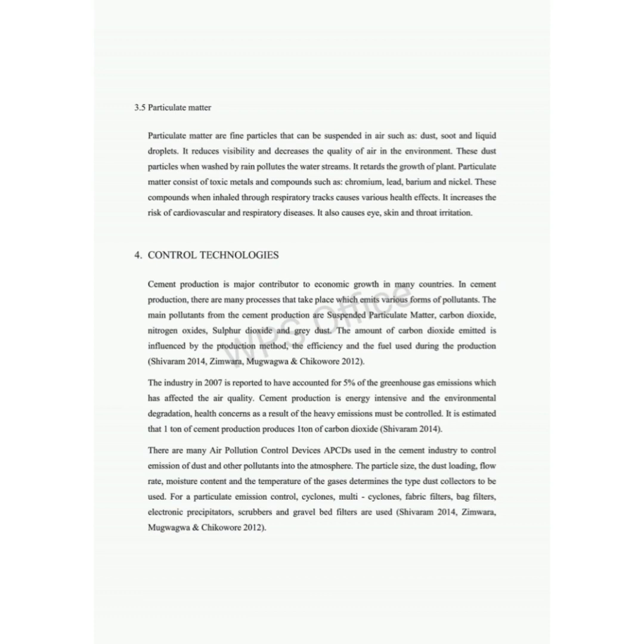Particulate matter are fine particles that can be suspended in air such as dust, soot and liquid droplets. These dust particles when washed by rain pollute the water streams. It retards the growth of the plant. Particulate matter consists of toxic metals such as lead, chromium, thorium and nickel.